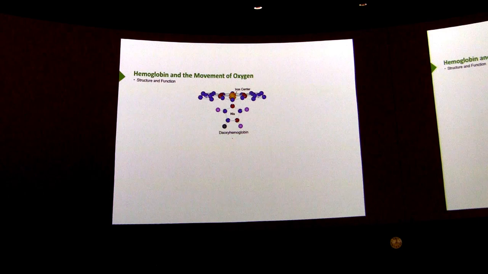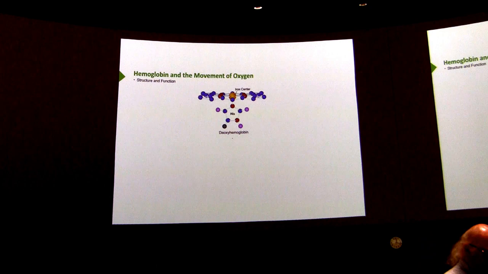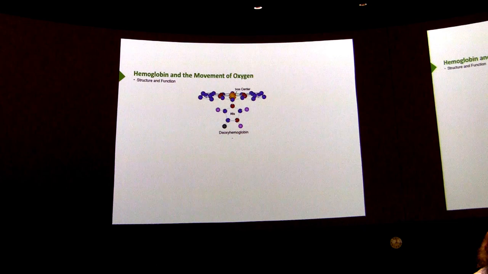So remember, we had alpha subunits, we had beta subunits. Those are known as alpha globins or beta globins. So globin is the protein part of hemoglobin. And histidine is part of that globin protein, whether it's alpha globin or beta globin. Did you have a question? The heme gets added after the protein structure is formed. Mm-hmm. Yep.